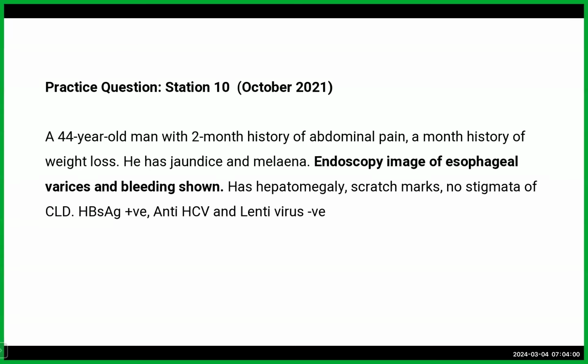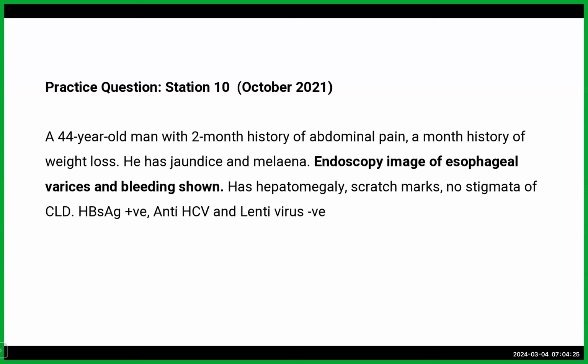A 44-year-old man with a 2-month history of abdominal pain and a month history of weight loss. He has jaundice and melena. Endoscopy image of esophageal varices and bleeding is shown. He has hepatomegaly and scratch marks, with no stigmata of chronic liver disease.